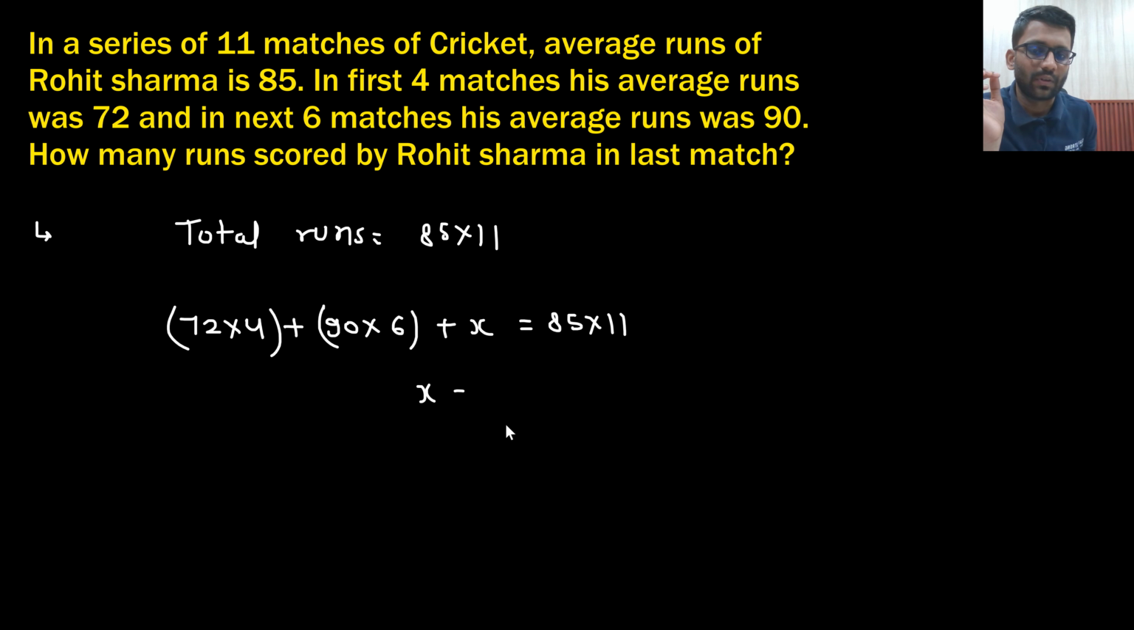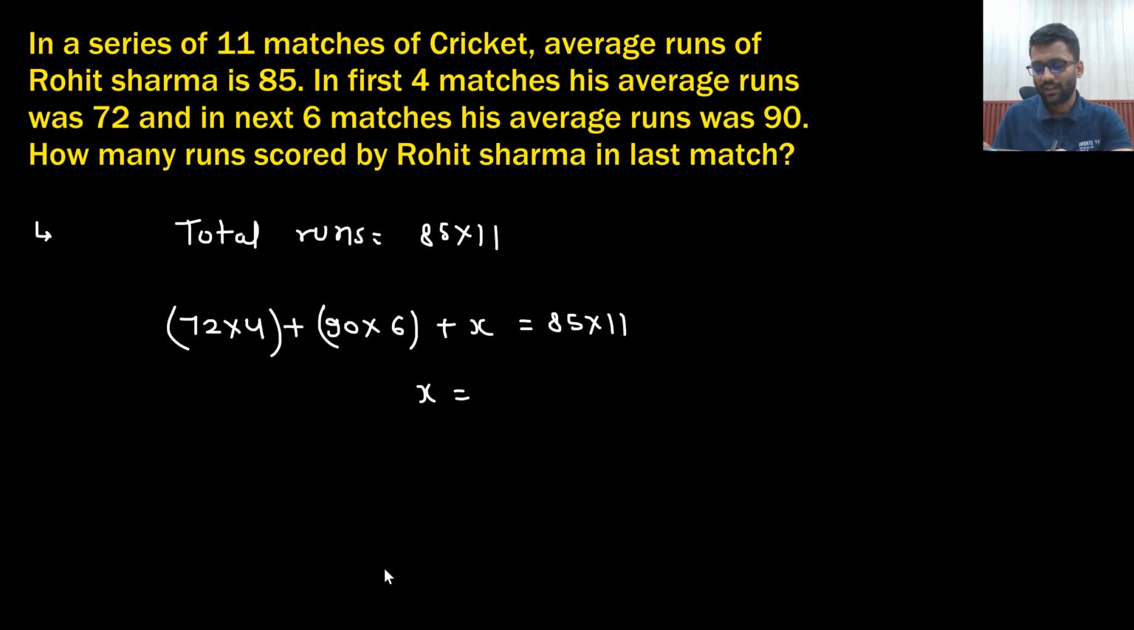Are you getting this point or not? You have understood this equation or not? Total runs in 11 innings was 85 into 11. In the first 4 matches, the average was 72, that means 72 into 4 he scored. In the next 6 matches it was 90, that means 90 into 6 he scored. Then plus X, that is the score in the last inning, which equals 85 into 11.